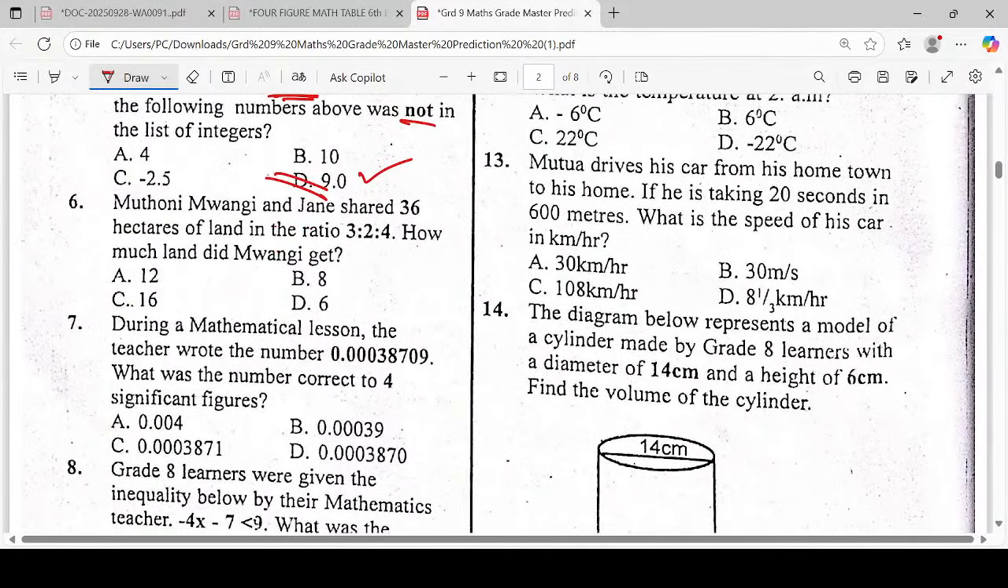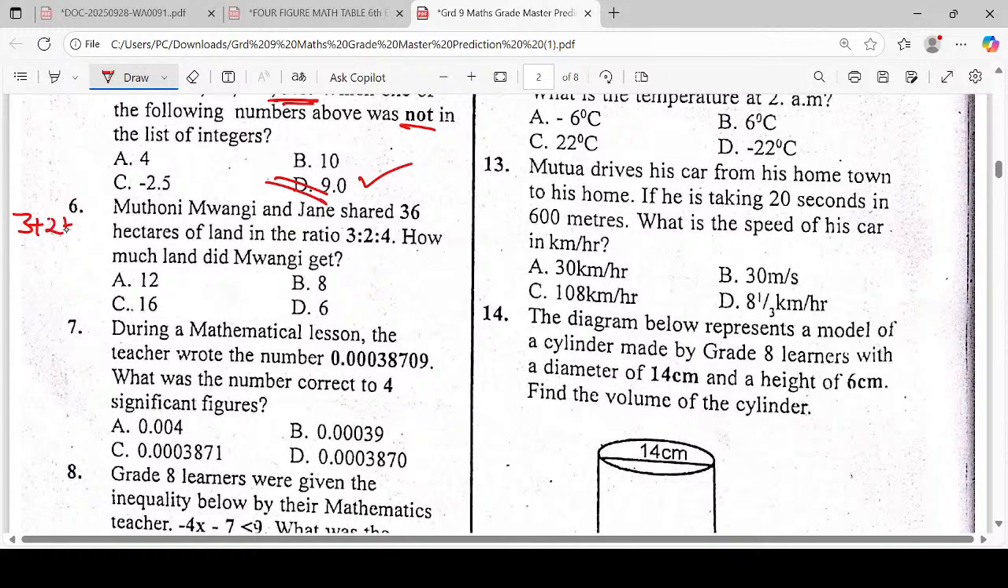Question number 6. Mudhoni, Mwangi, and Jane shared 36 hectares of land in the ratio 3:2:4. How much land did Mwangi get? First, let's get the total ratio. You take 3 plus 2 plus 4, that is 9. So Mwangi had 2 over the total ratio 9 times 36. This is going to be 8. That is B for boy, which should be your answer.